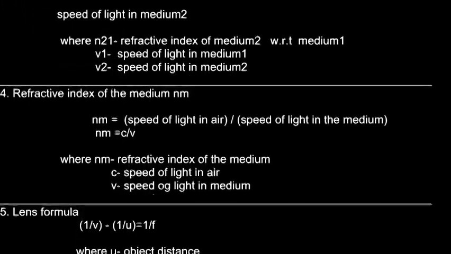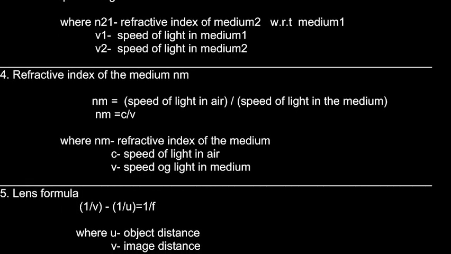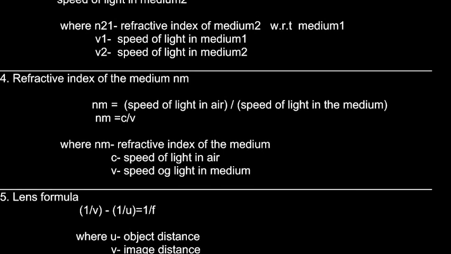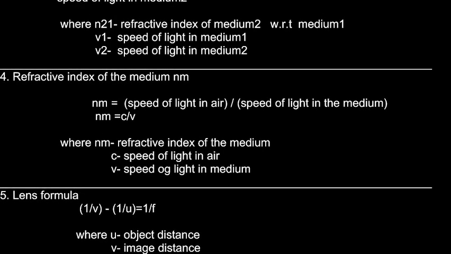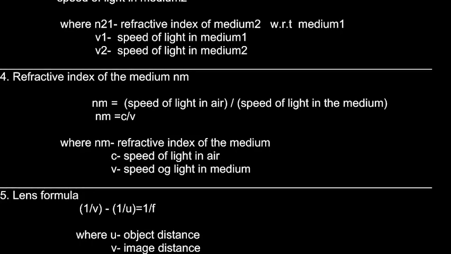Now the fourth one. It is also related to the refractive index. What is Nm? Nm means when the incident ray is in a vacuum, or in that case air, we write Nm as speed of light in air divided by speed of light in the medium other than air. So that is given by C by V.